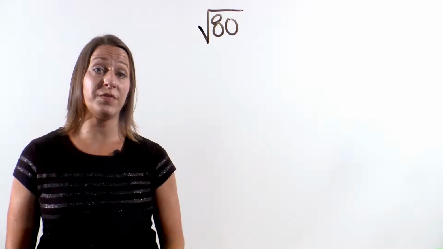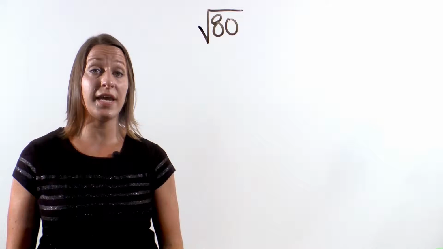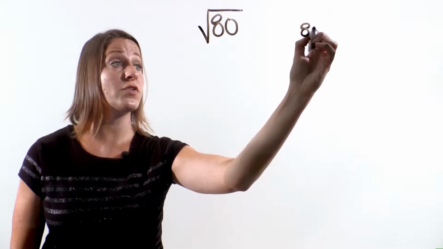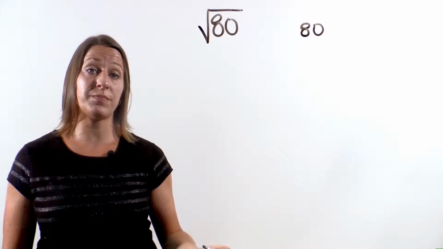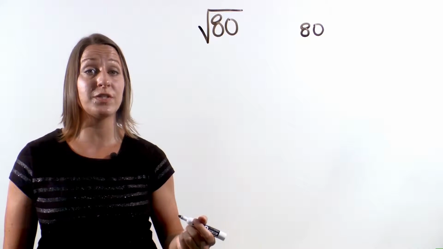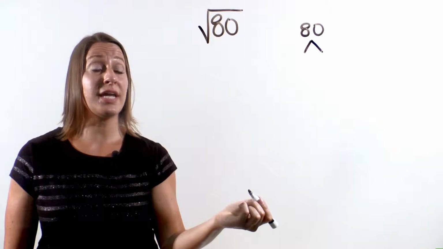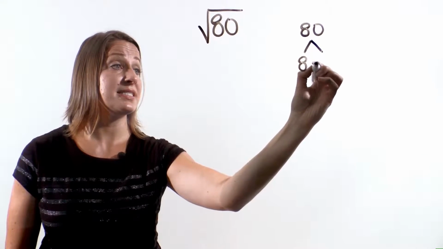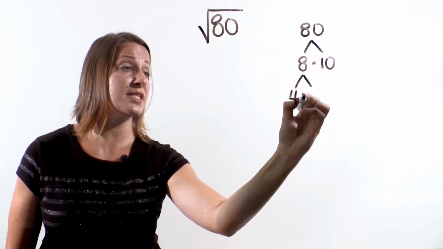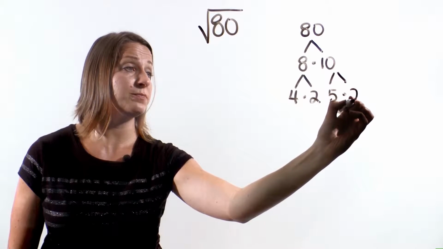Okay, let's look at the square root of 80. Now 80 is not a perfect square number, and so we're going to have to simplify 80 the best that we can. The first thing we need to do is pull 80 over here to the side, and make a factor tree. The reason we need to find the factors of 80 is that it will help us determine if there is a perfect square number inside of 80. We can break 80 down to 8 times 10. 8 breaks down to 4 times 2. 10 breaks down to 5 times 2.